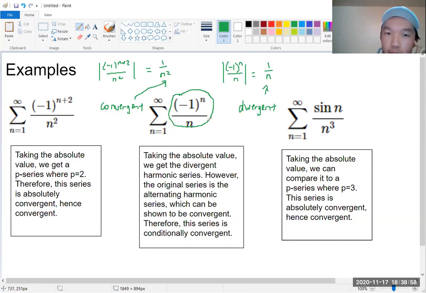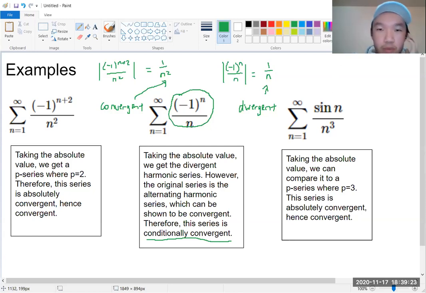So this is an example of a series where when you take the absolute value, it's divergent. But when you don't take the absolute value, it's convergent. So this is an example of what you would call conditionally convergent. Okay. There's not actually that many examples of conditionally convergent series. This is like the most famous one. So don't worry too much about that.